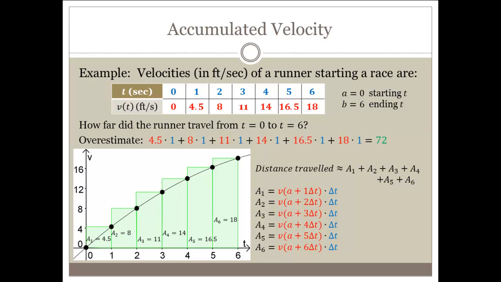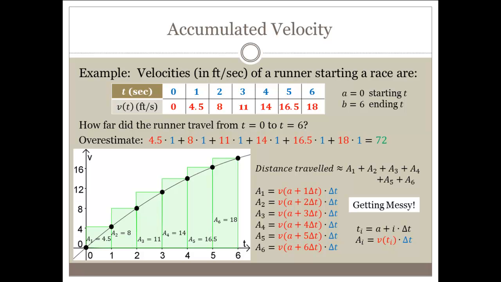At this point, we can start to see a pattern of how the area of each rectangle is computed. But it's getting very messy, so let's try to clean it up. We will write Ti as A plus i times delta t. In this case, T1 is 1, T2 is 2, T3 is 3, and so on.